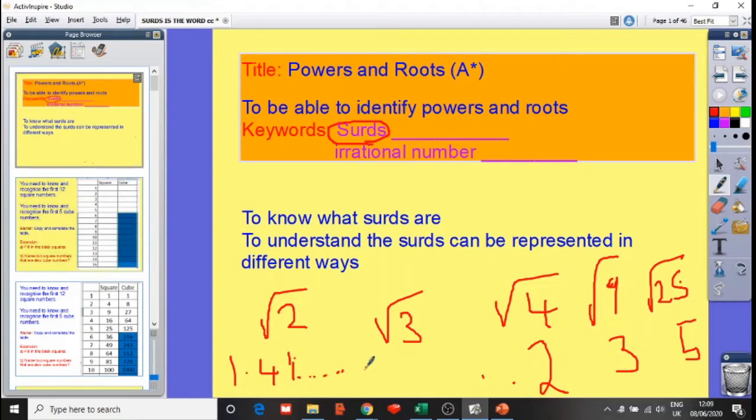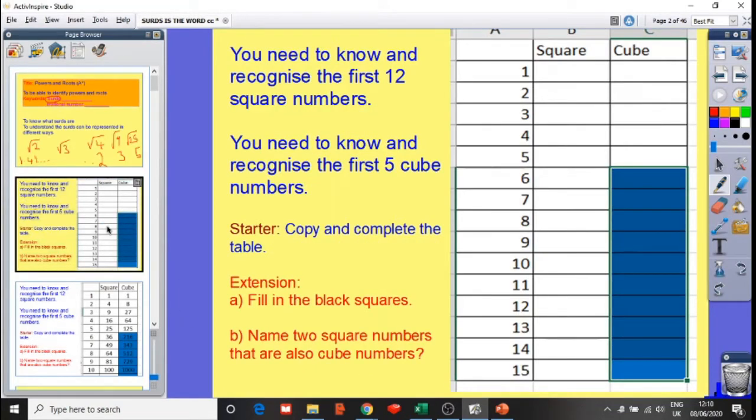So 1.41 is really an approximation of the square root of 2. It's just a lot easier if we leave that as the square root of 2. The same as the square root of 3. That's going to be 1.73 something, but again, it goes on forever. It doesn't repeat.